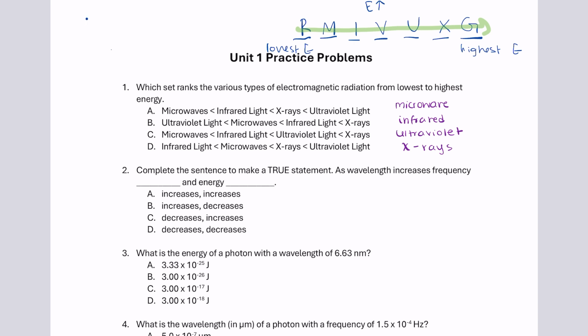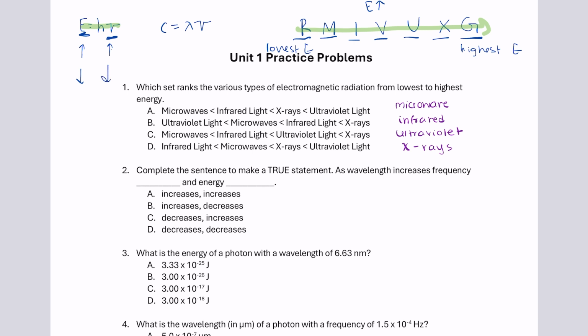The first equation tells us that energy is equal to Planck's constant multiplied by frequency. And the second equation tells us that the speed of light, which is a constant, is equal to wavelength multiplied by frequency. The first equation tells us that energy is directly proportional to frequency, meaning as energy increases, so does frequency, and as energy decreases, so does frequency.